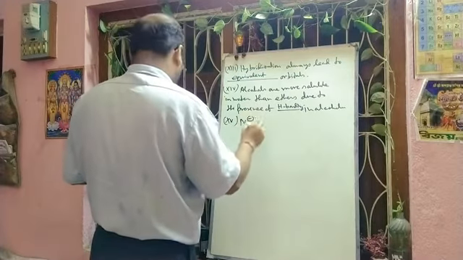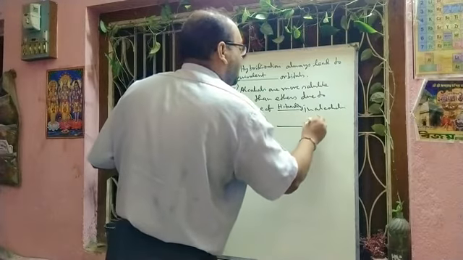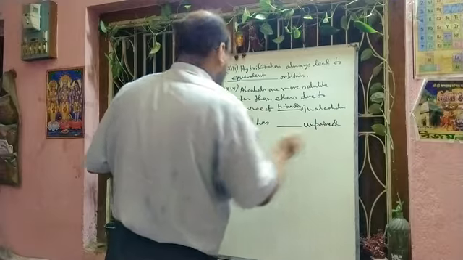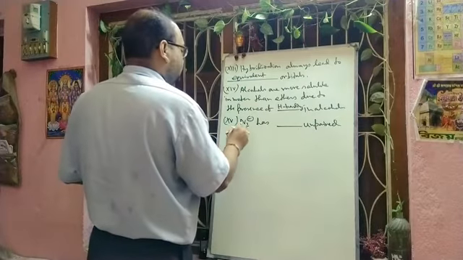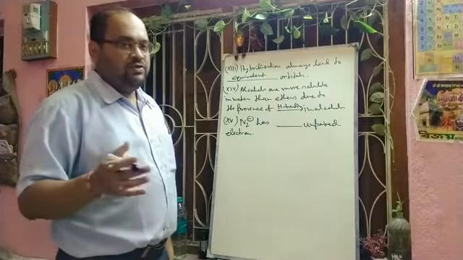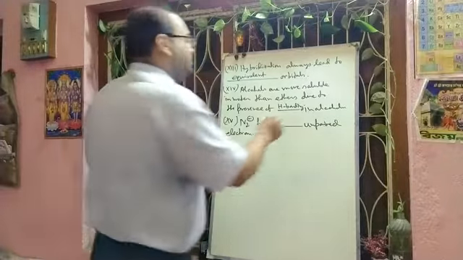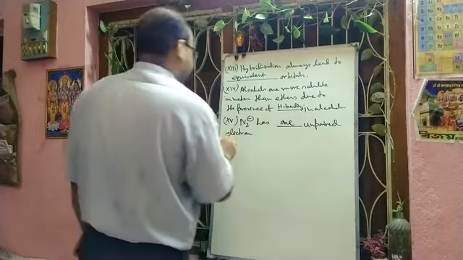Okay. Next question, N2 minus has dash unpaired electrons. Okay, so if you draw the MO diagram of N2 minus, you will find there is only one unpaired electron. So your answer will be 1.